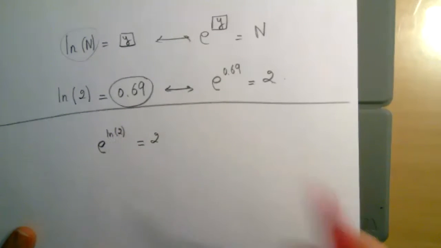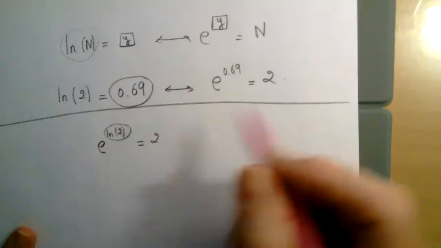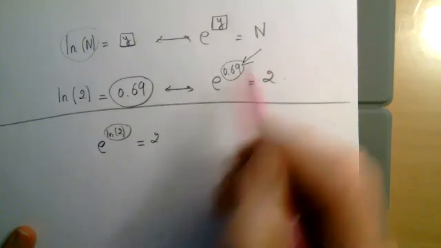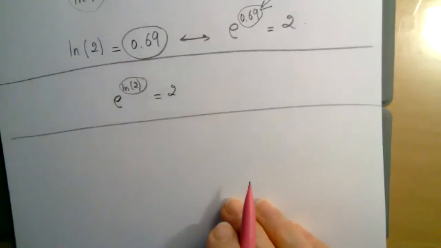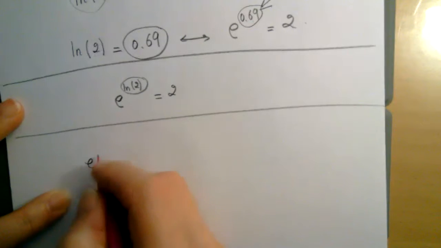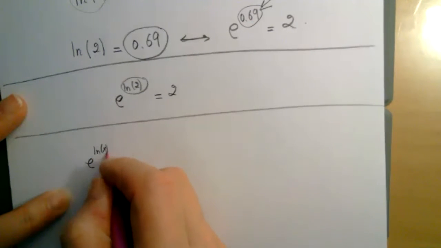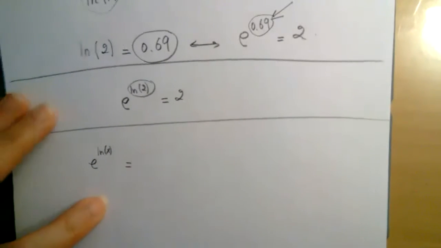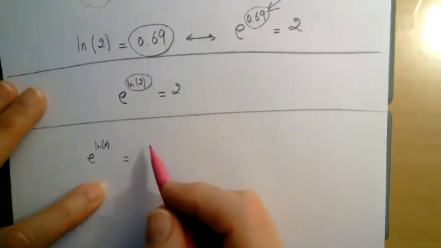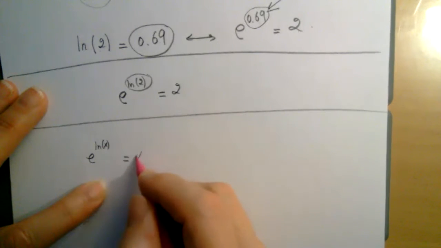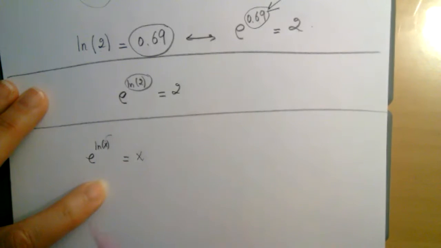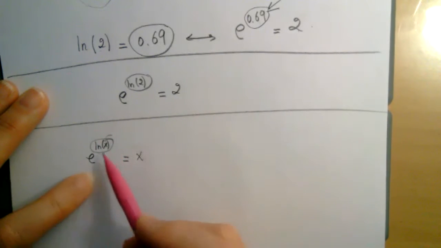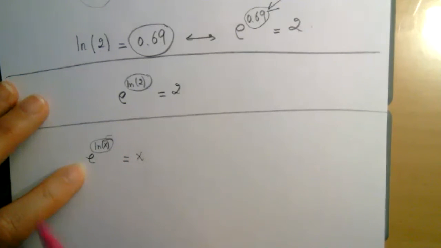So e to the ln of 2 is 2 because that's really what the ln of 2 is. The ln of 2 is what I should put here to get 2 back. That's really what the ln is. If I give you, for example, e to the ln of x, regardless of what x is, what should we get quickly? x. We should get x back. e to the ln of anything is that anything back, because ln of x is the power of e that gives me x.